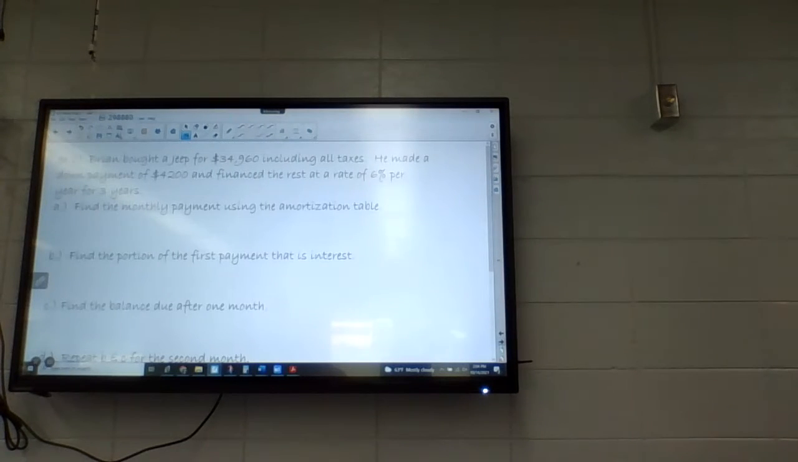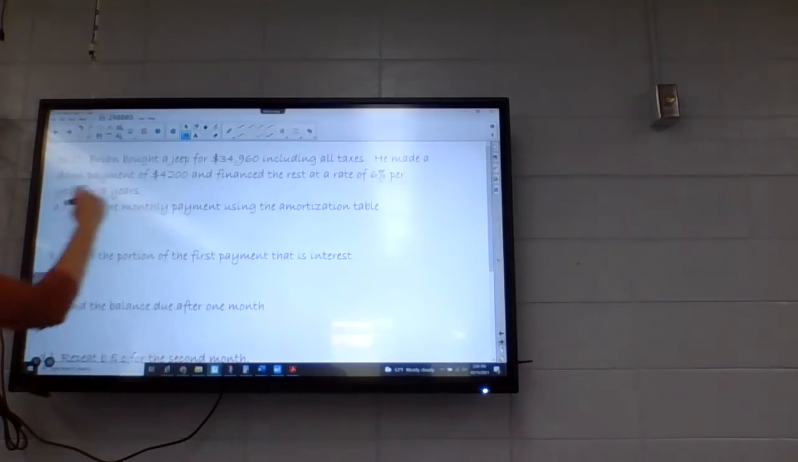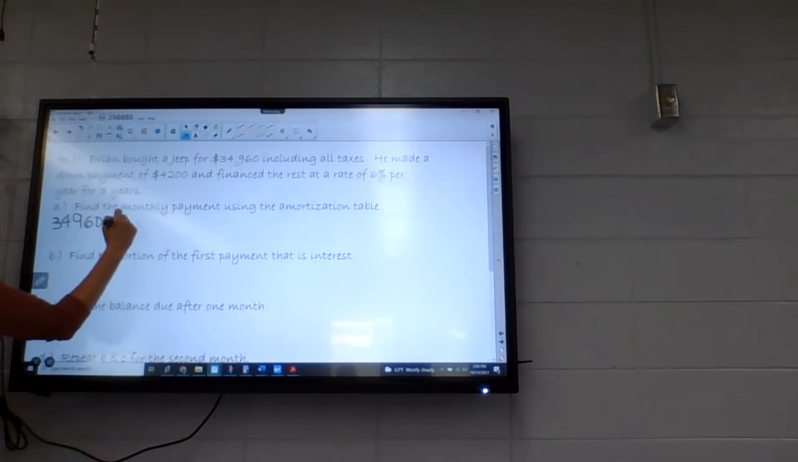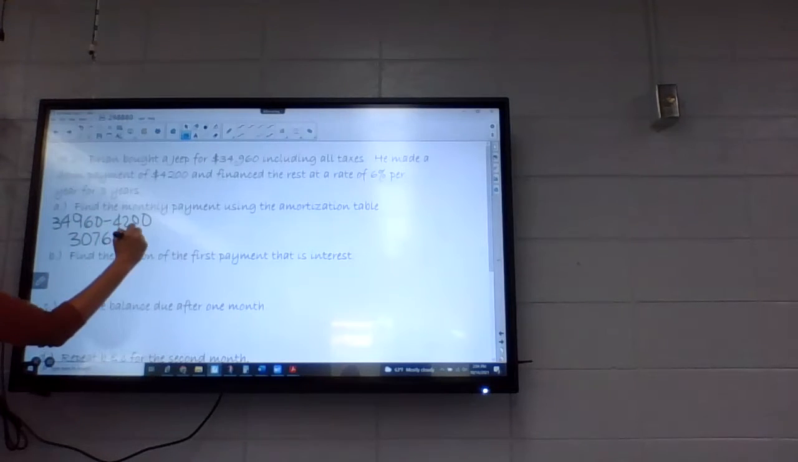So if you guys recall, yesterday we figured out the loan amount. So we had to subtract these two numbers. We had to figure out how much he's actually financing. So this is a review from yesterday. So he's financing a total of $30,760.